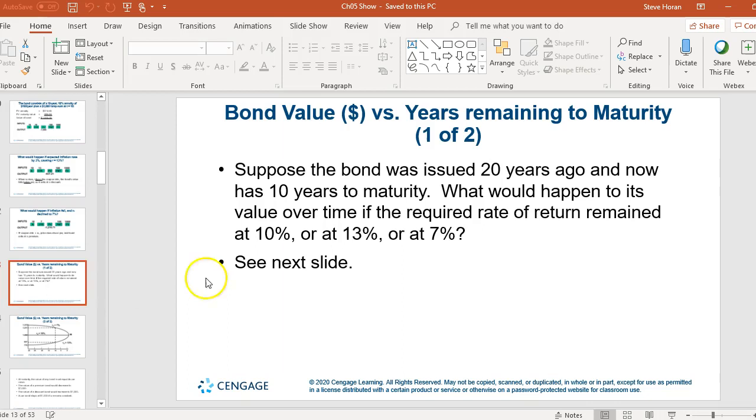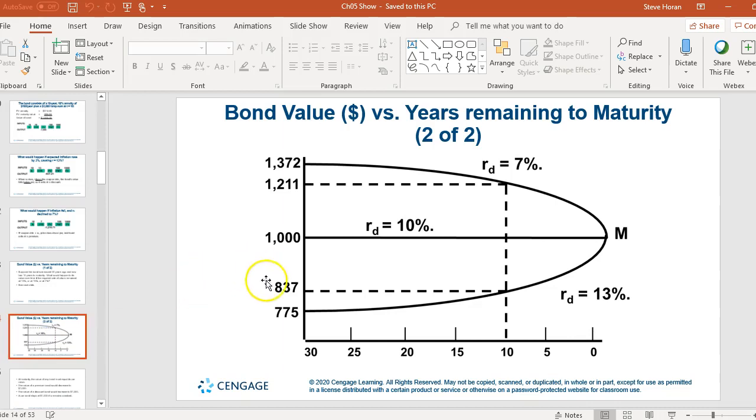And then, of course, the other situation is years to maturity. That affects bond price too. So suppose the bond was issued 20 years ago, and now it's 10 years to maturity. What would happen to its value over time if the required rate of return is either 10, 13, or 7? And the key that I want you to remember is that bonds, we amortize them. The closer they get to time zero, so a 30-year bond, you can see based on different interest rates what the values were. The coupon rate's 10. But up here, we've got different rates based on being 7 or 13%. But the closer I get to maturity, that comes down to $1,000.